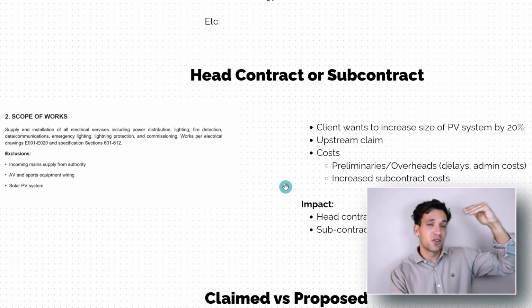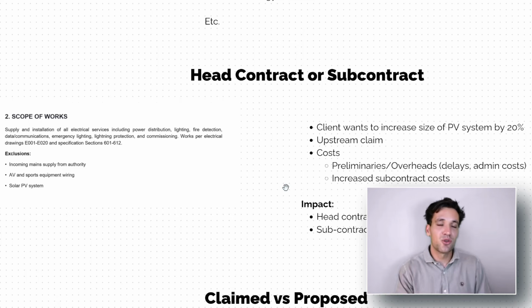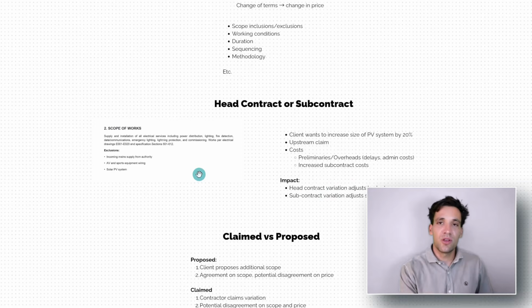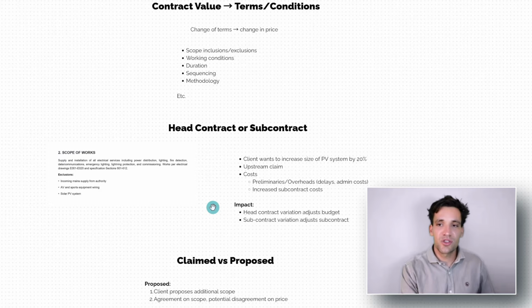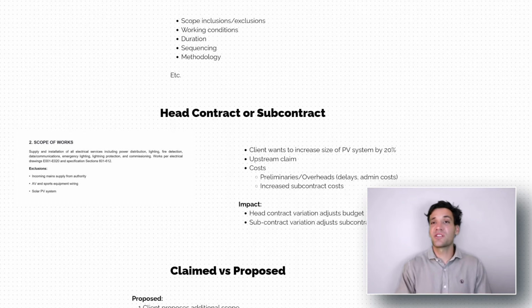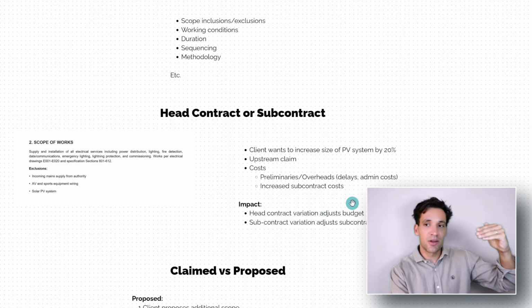We're going to put in variations to our client and then adjust our budgets, or our buckets of money we have to do the work, and our contractors are going to put in variations to us. So we get this request from the client to increase the size of the solar system. We go to our electrical contractor, we ask them to quote the increase in size. They tell us it's going to be $25,000 more. And because they've already ordered the panels, it's actually going to extend the duration of the project by a couple of weeks. So then we make an upstream claim to our client.